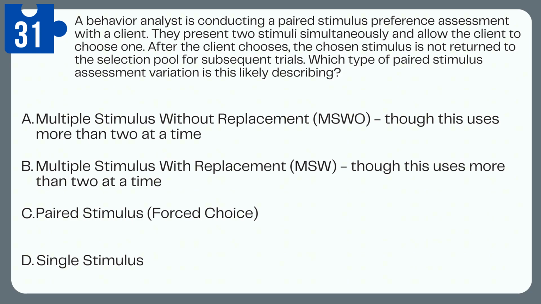A. Multiple stimulus without replacement, MSWO, though this uses more than two at a time. B. Multiple stimulus with replacement, MSW, though this uses more than two at a time. C. Paired stimulus, forced choice. D. Single stimulus.